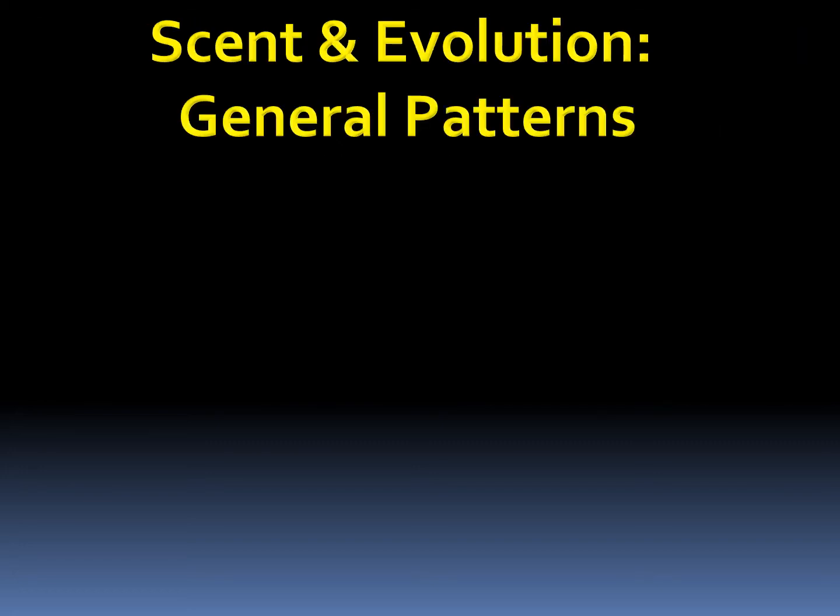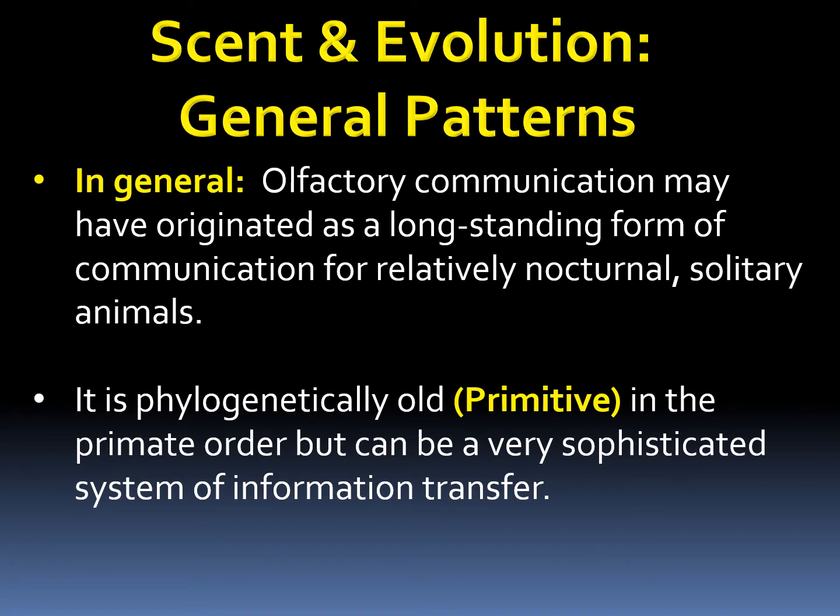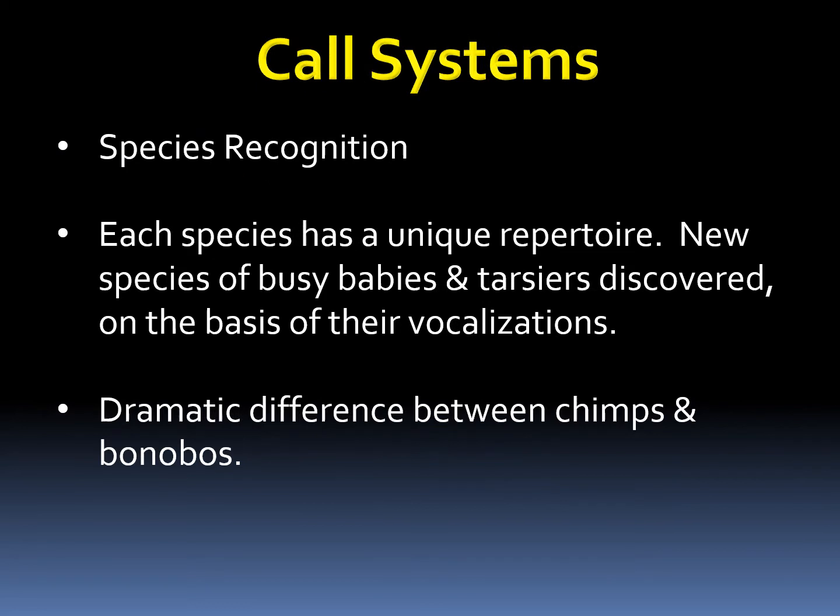So we look at scent and evolution in terms of general patterns. In general, olfactory communication may have originated in mammalian species as a long-standing form of communication for relatively nocturnal, solitary animals. It is phylogenetically a very old and primitive trait in the primate order, but can be a very sophisticated system of information transfer. So let's move on to verbal communication in primates, otherwise known as call systems.